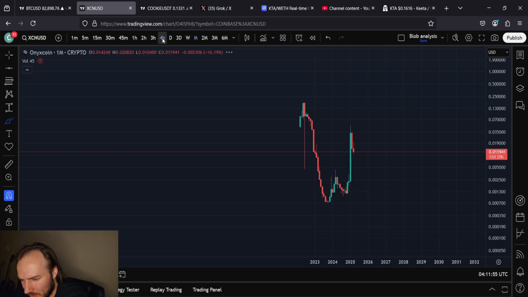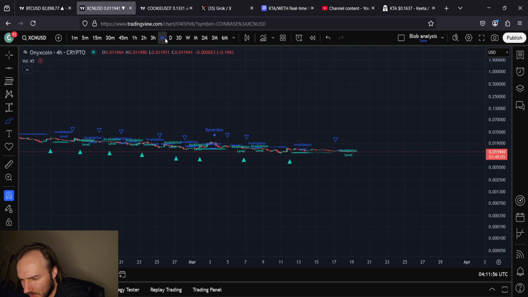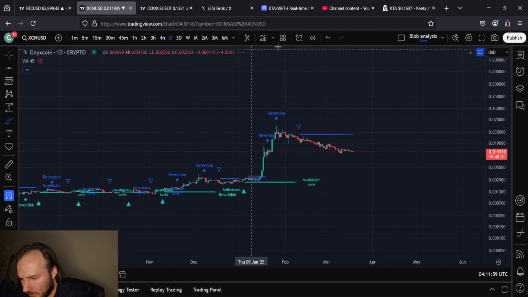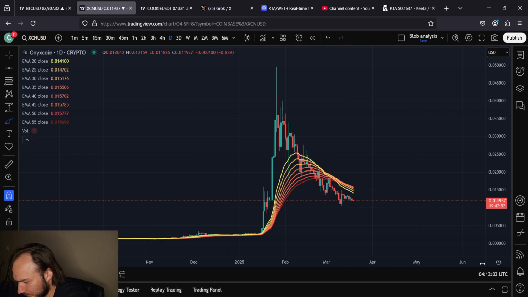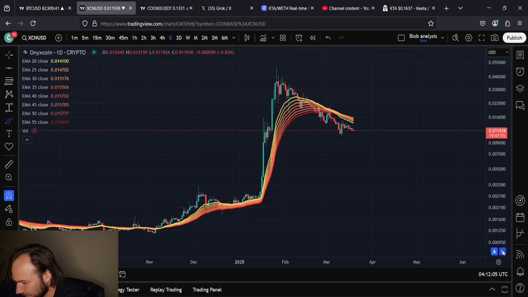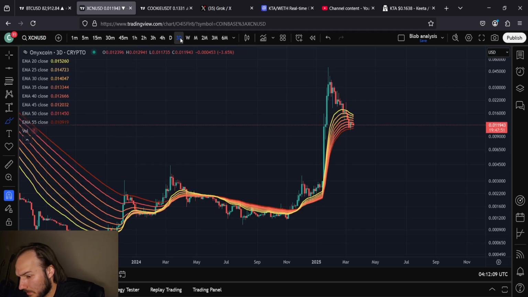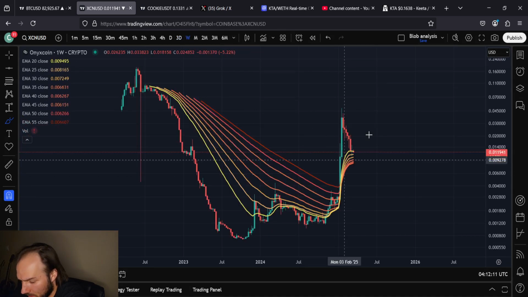What else could we do? We can talk about the ribbons real quick. It's been a while since we put the ribbons on here. Let's see. Not a good look on the daily. Not a bad look on the 3-day. And a great look on the weekly.